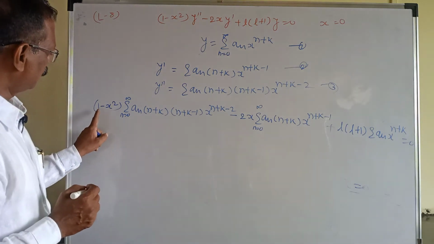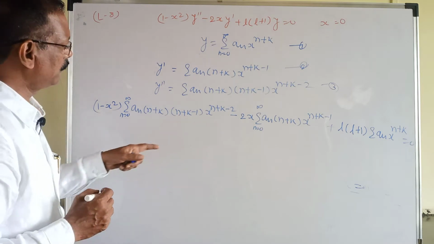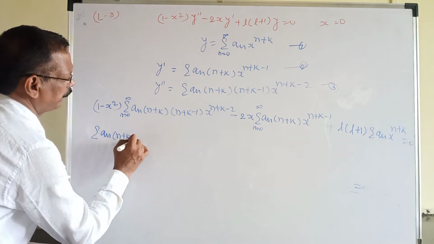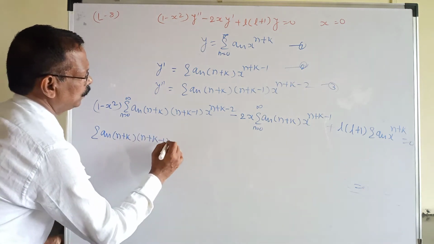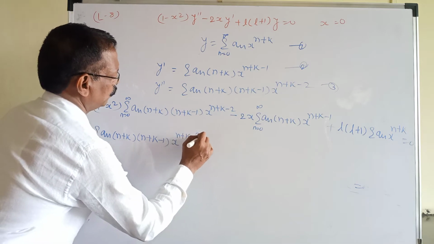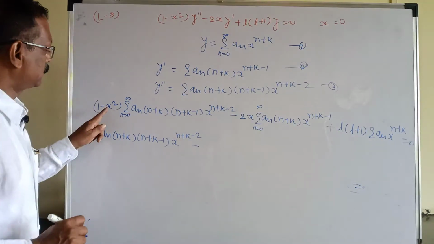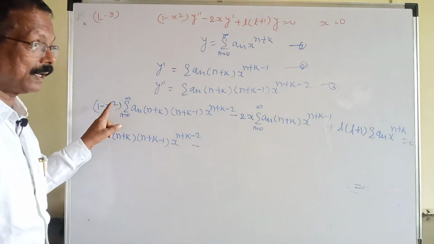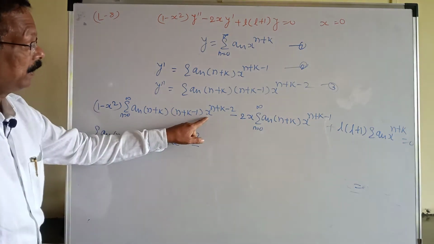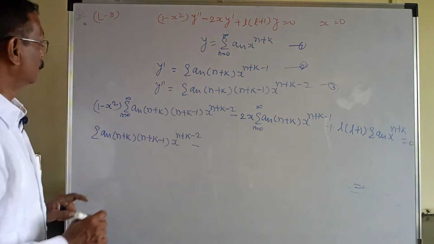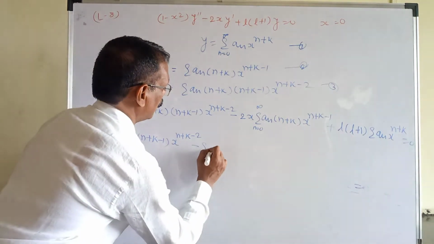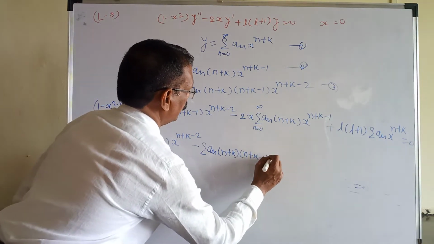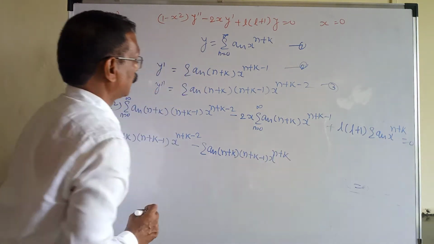Now multiply this term by 1 and we get the same term: summation of a_n (n+k)(n+k-1) x^(n+k-2). Now minus, here is the x square, and here is x^(n+k-2). This minus 2 gets cancelled with this 2, so the remaining power of x is x^(n+k). So minus summation of a_n (n+k)(n+k-1) x^(n+k) only.